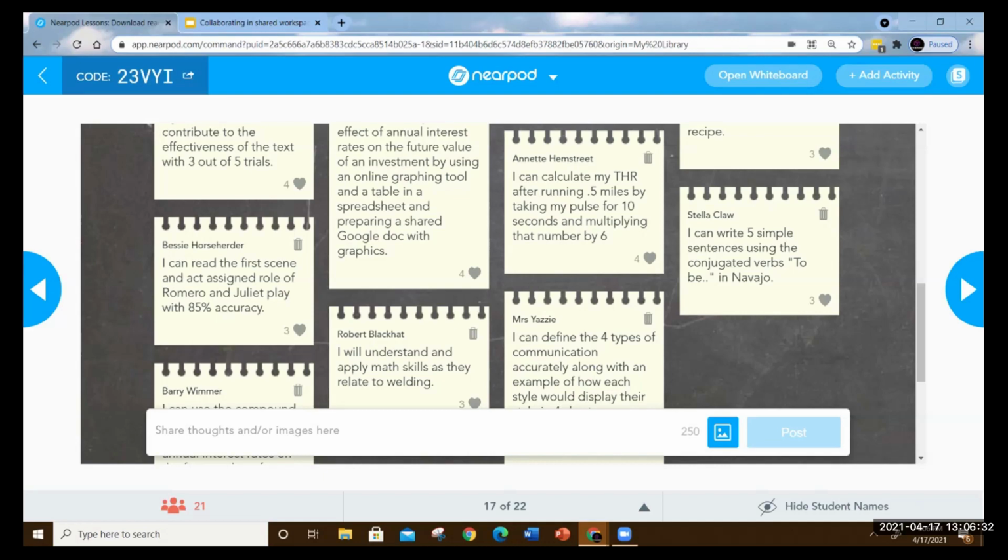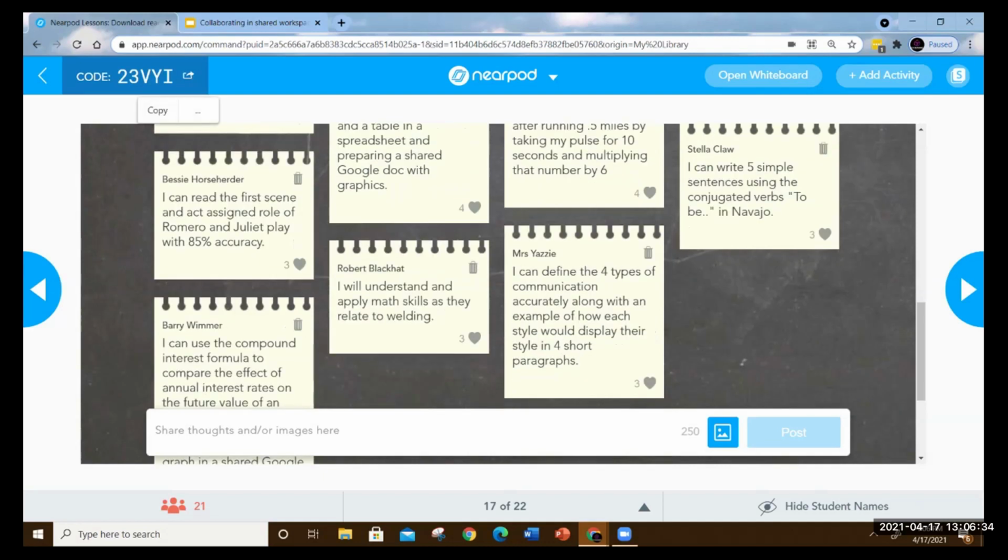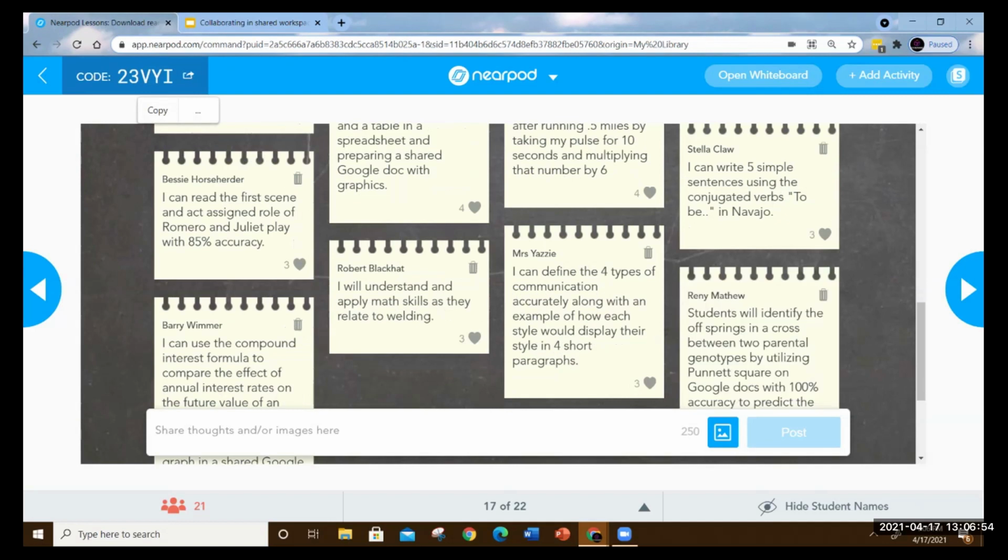Okay, Robert, I will understand. Understand is pretty hard to measure. So can we be more specific, or just say, maybe students will understand that the math skill of such and such relates to welding. Like, I need more information there.